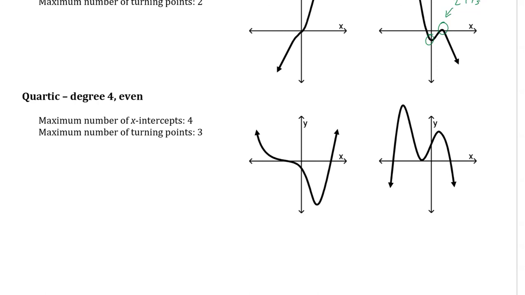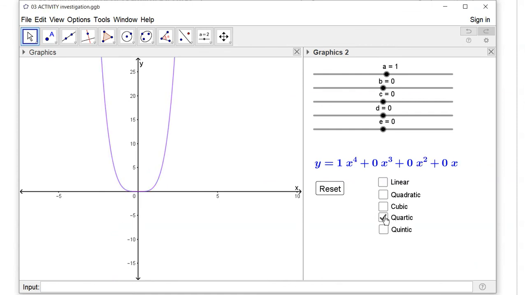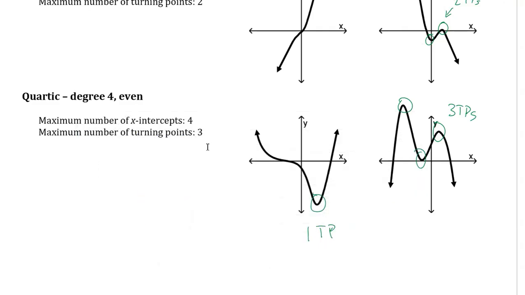So now this one has 1, 2, 3 turning points. This one only has one. That's not a turning point. That's called a twist. So this one has one turning point. Right? The base function of a quartic has one turning point. Can it have 0 turning points? Can it have 1? Yes. Can it have 2? Can it have 3?